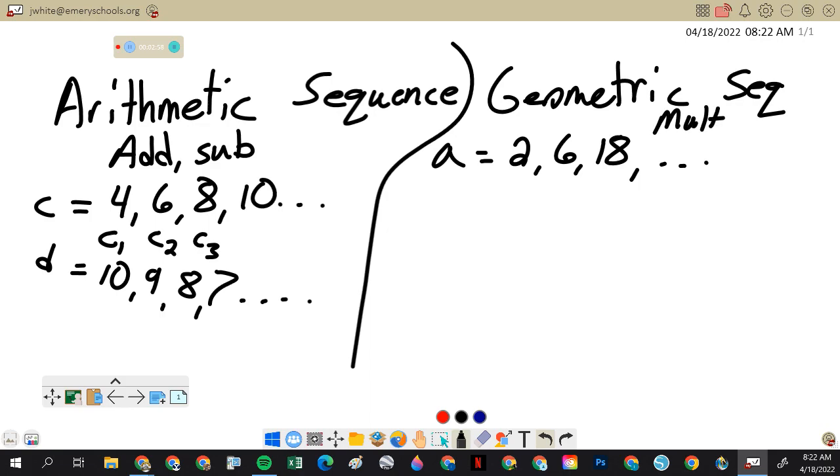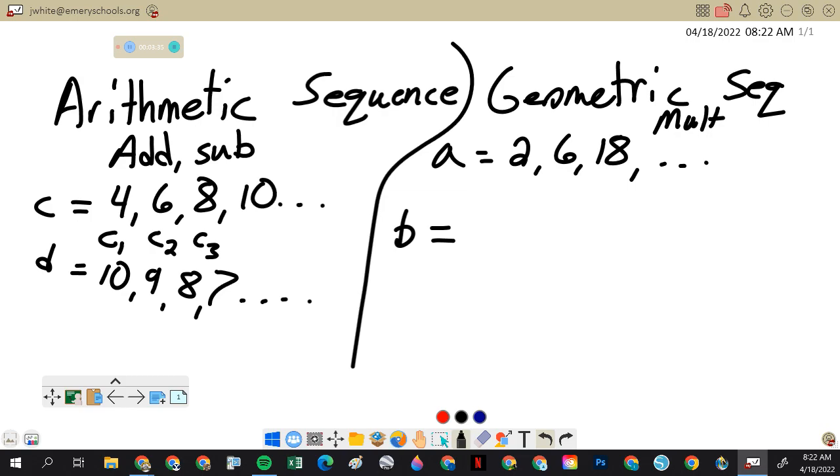Arithmetic sequences can be described using addition or subtraction. You would think that a geometric sequence would be multiplication or division, but we don't ever use division. We always just use multiplication. It makes the formula a little bit easier to use. It makes it a little bit confusing sometimes, but how could we do a geometric sequence that shrinks instead of grows? We're not allowed to divide. We multiply by a fraction.